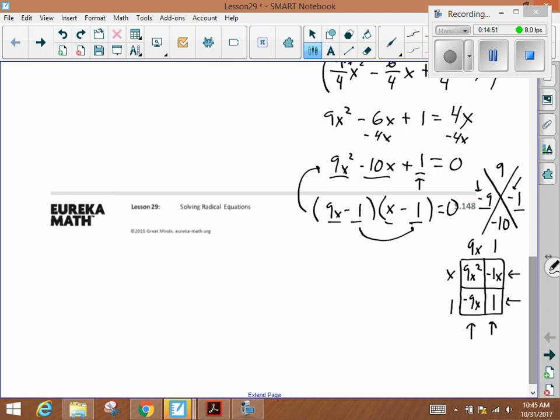So let's find our solutions. The easiest one is that x is 1, right? But then to do this one, we've got to solve 9x minus 1 equals 0. We'll add 1 to both sides to get 9x is equal to 1. So x is going to be equal to 1/9. Yeah, these are quite a bit of work to do. And those are only our possible solutions. They're not solutions until we check them.